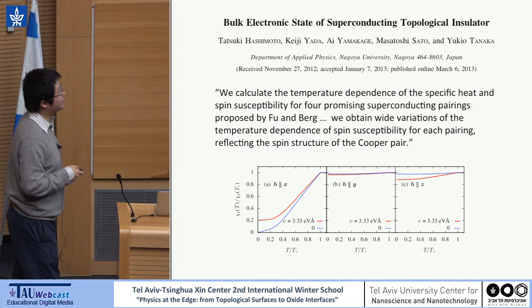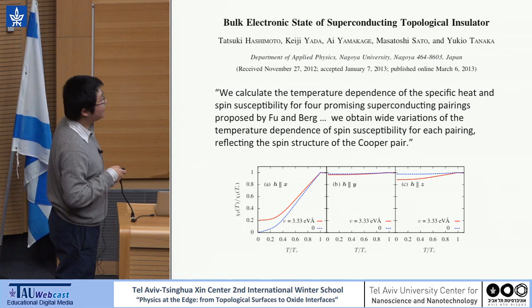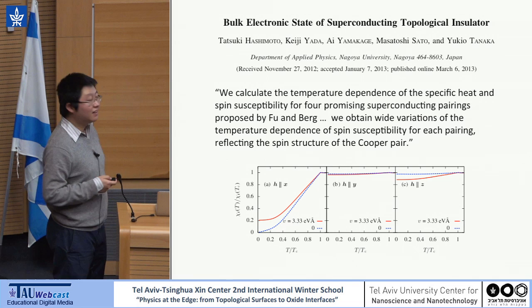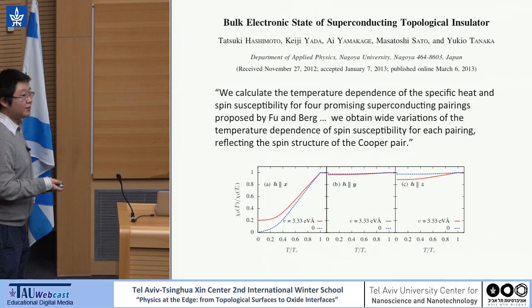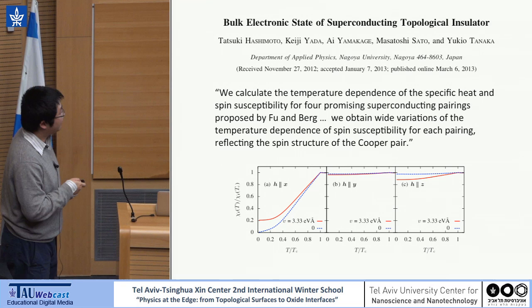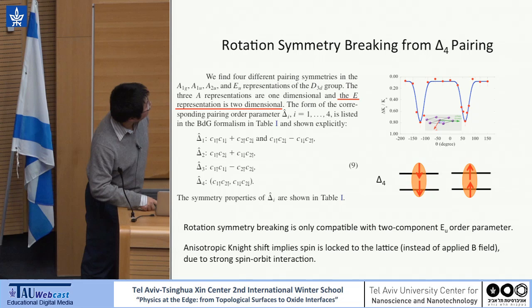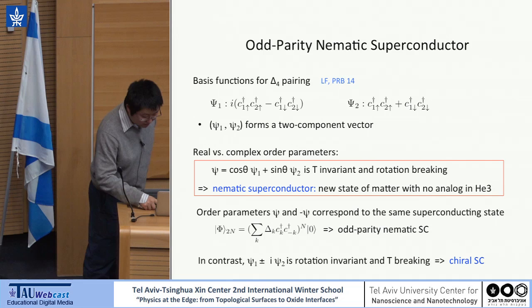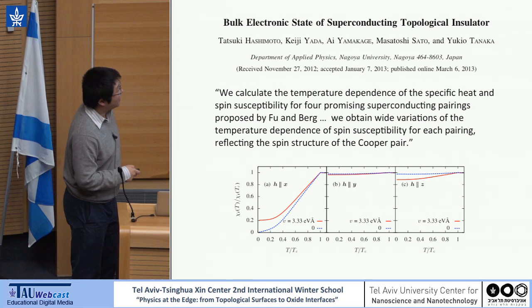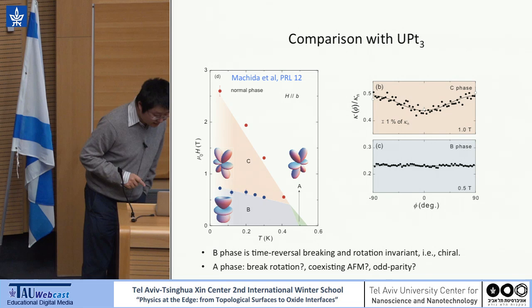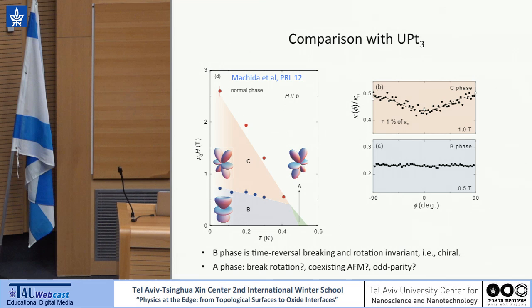The red and the blue curves are for the case of a three-dimensional Fermi surface and for the case of a cylinder-like two-dimensional Fermi surface. As far as I know, there are no free parameters, because the Hamiltonian is given and the order parameter is also given. Again, the delta 4 pairing is the only one that gives an anisotropic response in the x and y directions. And you see that these results agree quite well with these experiments. So this again gives us strong evidence that the NMR results point to this delta 4 pairing in copper-doped bismuth selenide. Now, this rotation symmetry breaking in the superconducting state is actually quite rare.